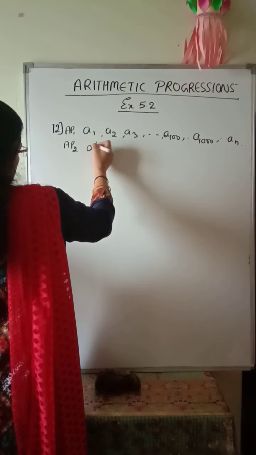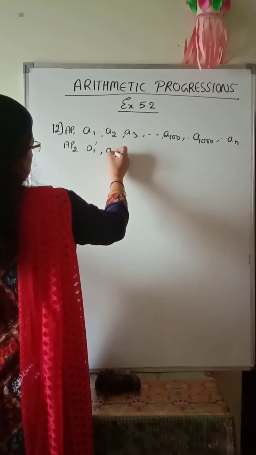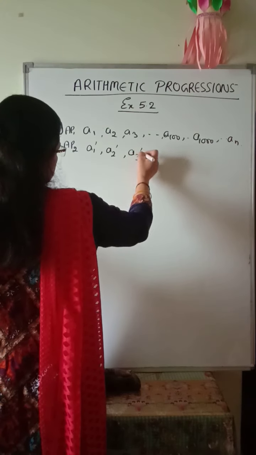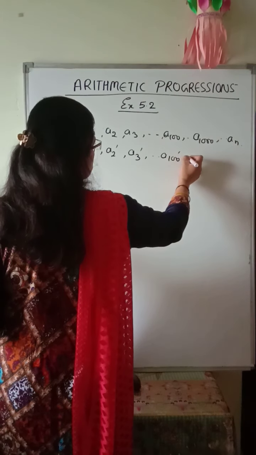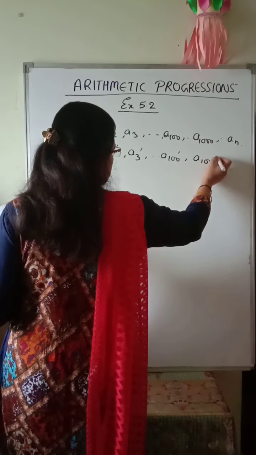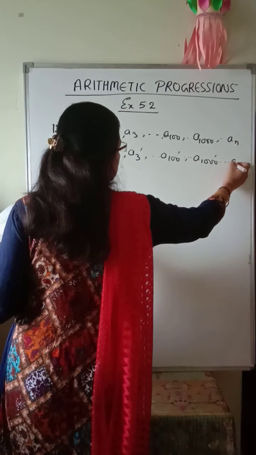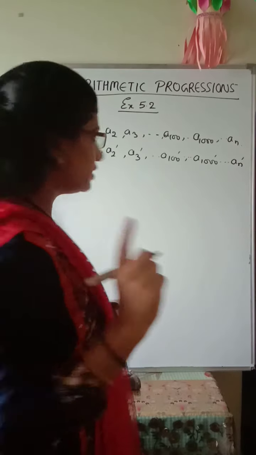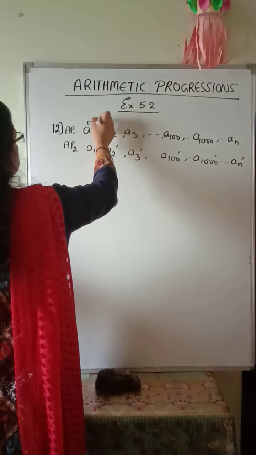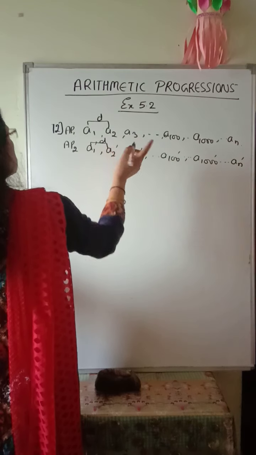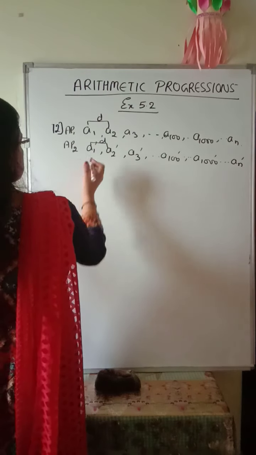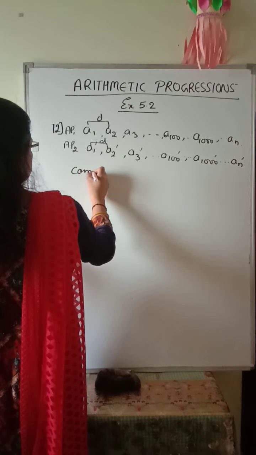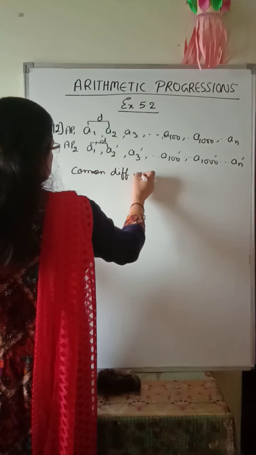What we can write: A1 dash, the first term dash. A2 dash means this is the second term but different from this. A3 dash and so on. A100 dash, A1000 dash, okay, and An dash. So there are two APs. So what they are saying is that their common difference is the same. Okay, so the difference between these two terms is D, then the difference between these two terms is D. So the common difference is the same. So we will write: common difference is D.